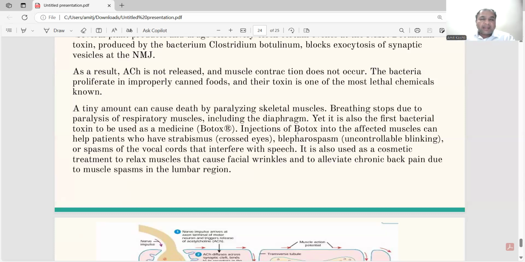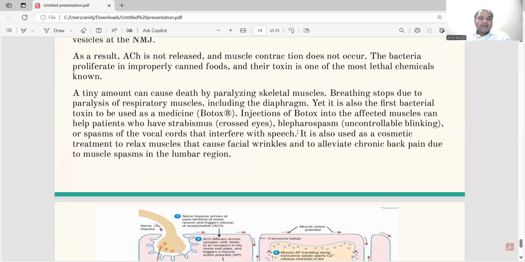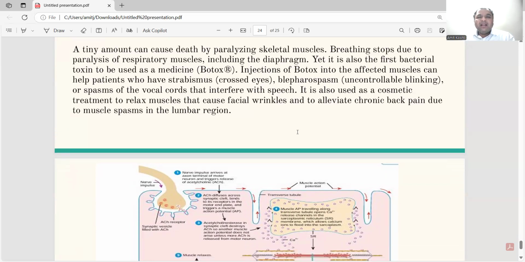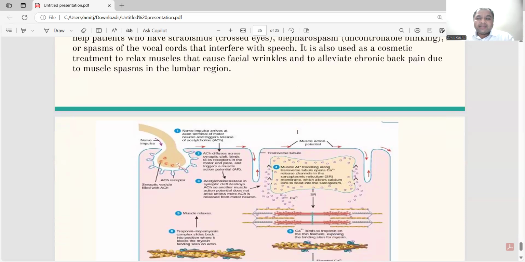Yet it was also the first bacterial toxin to be used as a medicine. Botox is the name of the company. Injection of Botox into the affected muscle can help patients who have crossed eyes, uncontrolled blinking, or spasm of the vocal cords that interferes with speech. It is also used as a cosmetic treatment to relax the muscles that cause facial wrinkles, so many film stars remove their wrinkles with very minute quantities of botulinum injection. It also alleviates chronic back pain due to muscle spasm in the lumbar region. So the toxin is also a medicine.